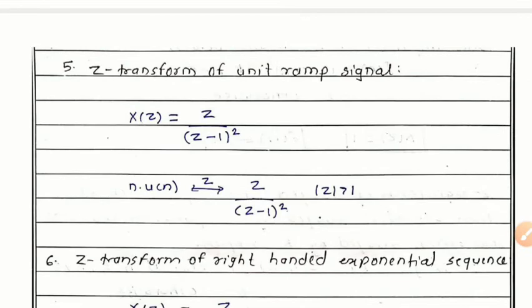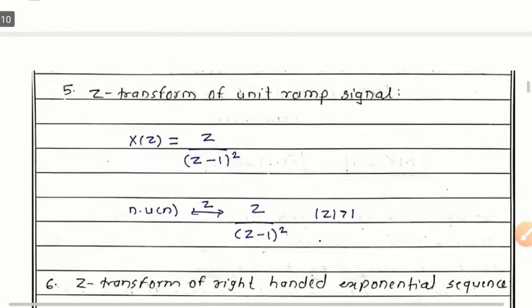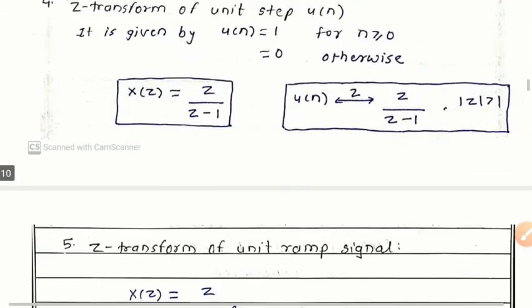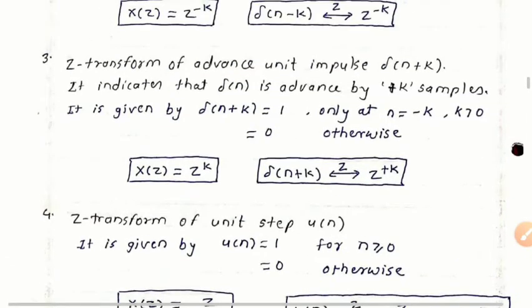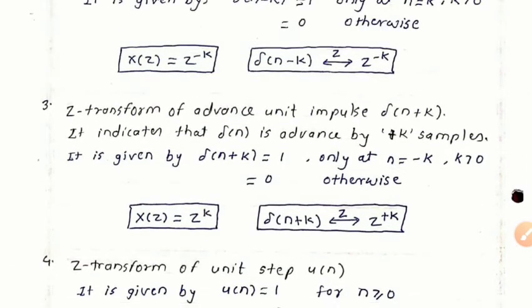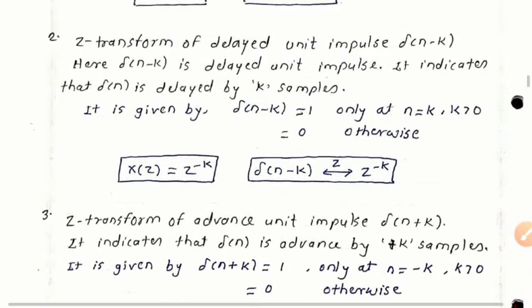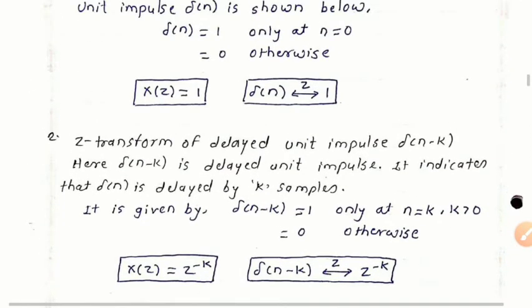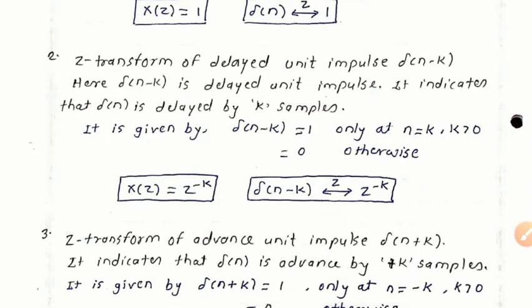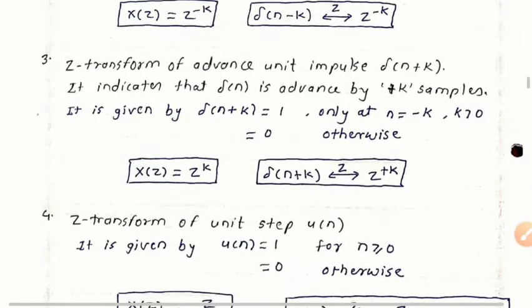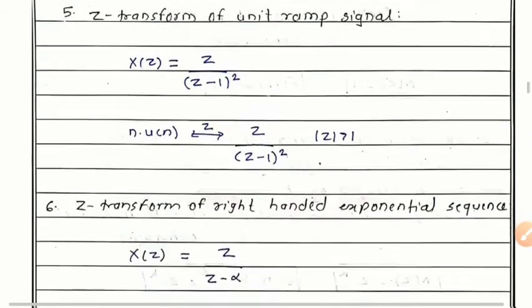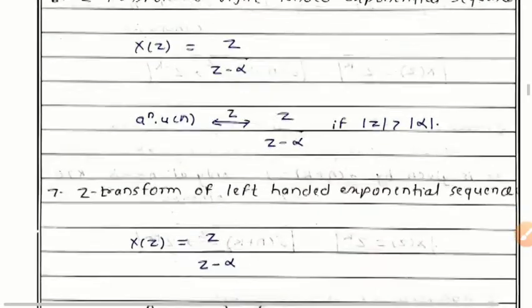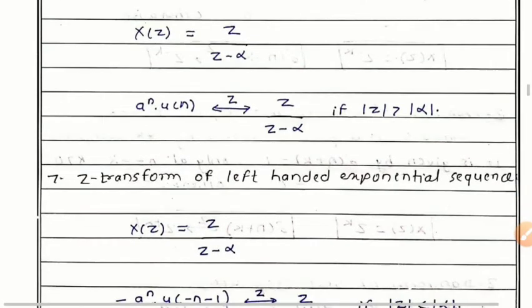Also for the unit ramp signal, it will be Z upon Z minus 1 whole square. And for the unit step, it will be Z upon Z minus 1. So likewise, you have to remember all these sequences and their Z transforms, okay. And you have to put them directly when you are solving the examples. So we will practice it afterwards. In the next session, we are going to solve examples on the properties of the Z transform. So we will come to know all these things, okay.